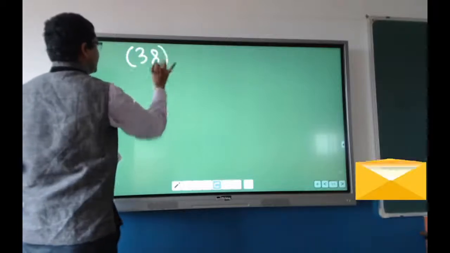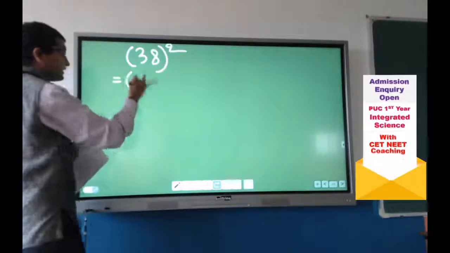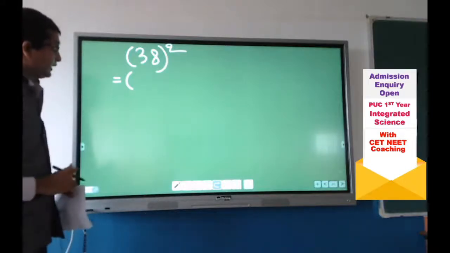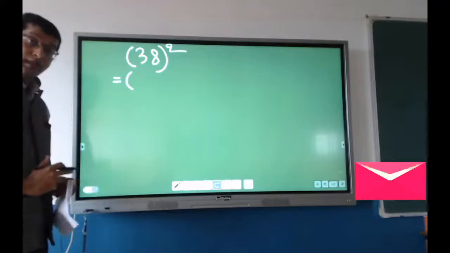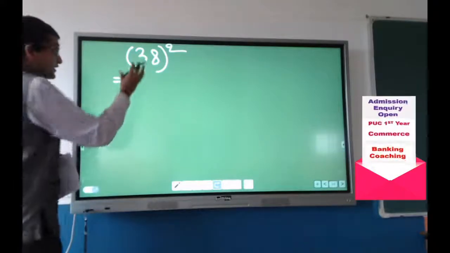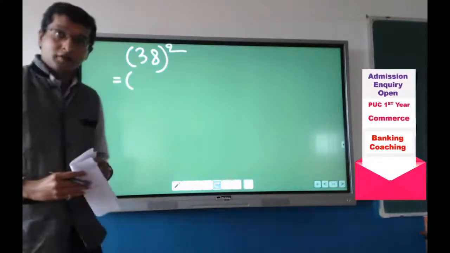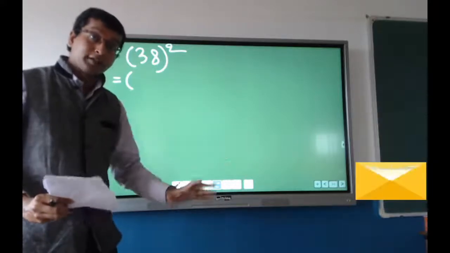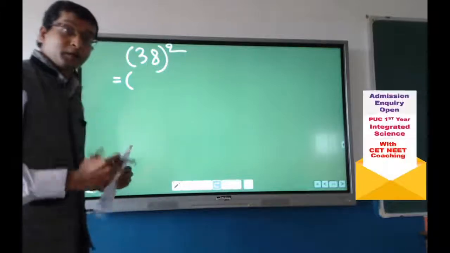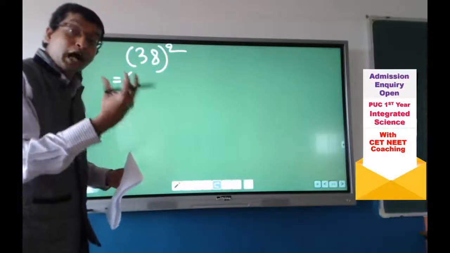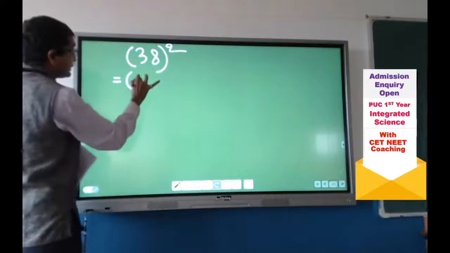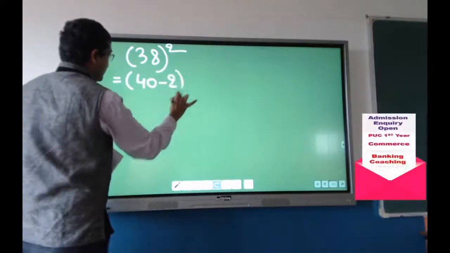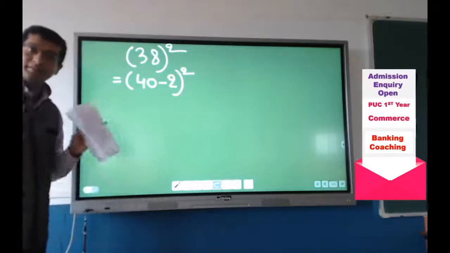It is 38 square. So this 38, it is near to which number? 38 is near to 30 as well as 40. It is like 30, a little bit far; towards 40, very near, just 2 points apart from 40. So I write 38 as (40 minus 2) whole square. Very simple now.